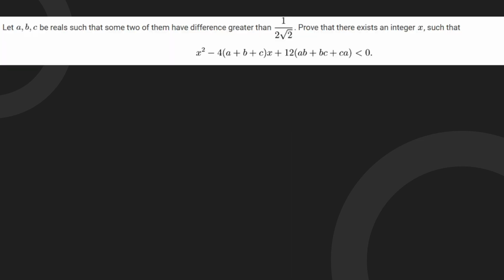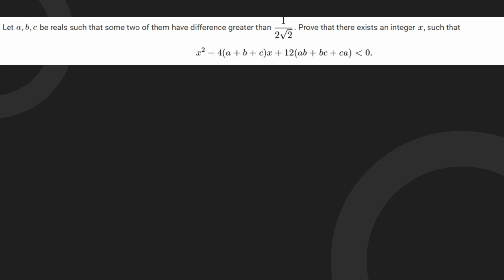Let a, b, c be reals such that some two of them have difference greater than 1 over 2 times the square root of 2. Prove that there exists an integer x such that x squared minus 4 times (a plus b plus c) times x plus 12 times (ab plus bc plus ca) is negative.